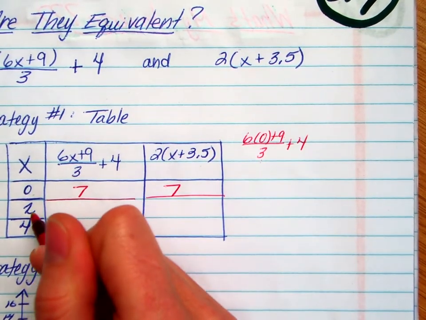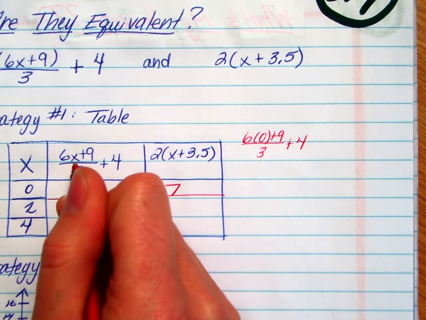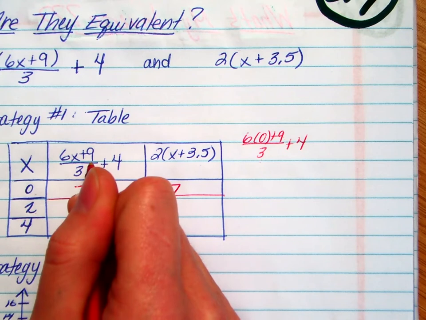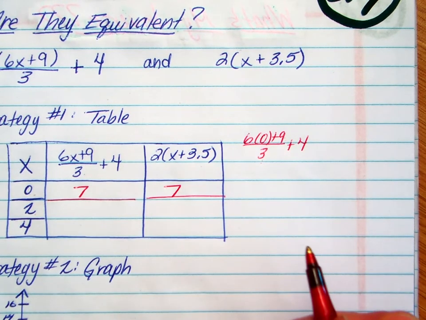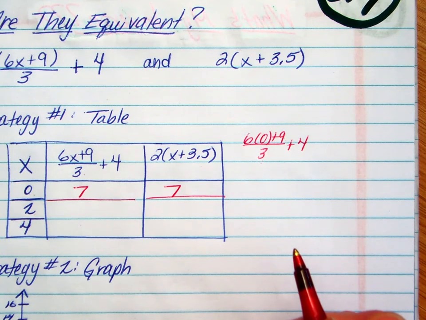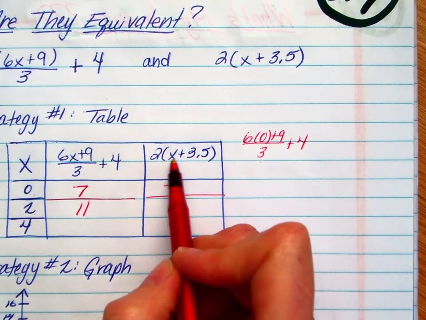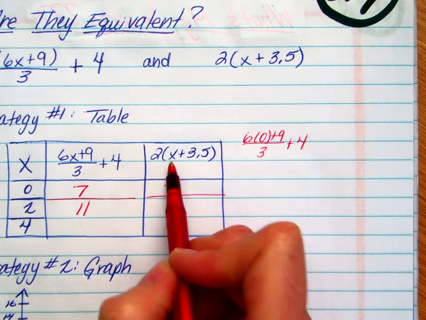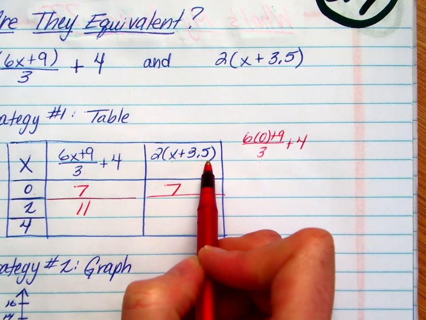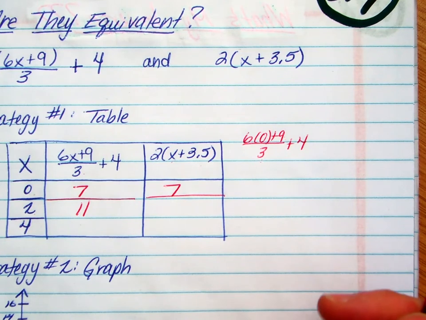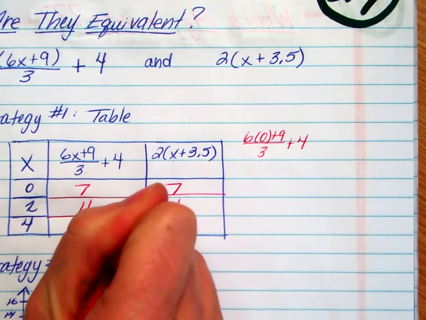Let's pretend x is worth 2. 6 times 2 is 12. 12 plus 9, 21. 21 divided by 3 is 7. 7 plus 4, 11. Very good. Now let's try this one. If x was 2, 2 plus 3.5 would be 5.5. Now 5.5 times 2, 11. We're on a good road here.